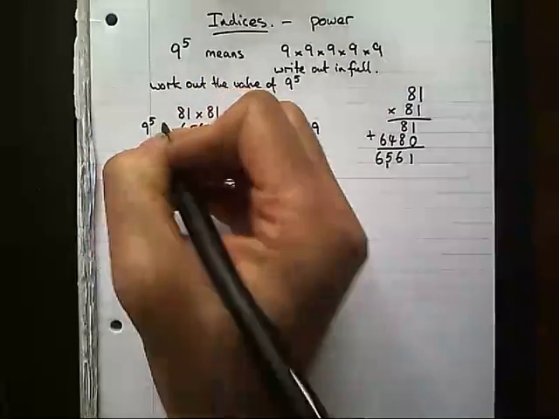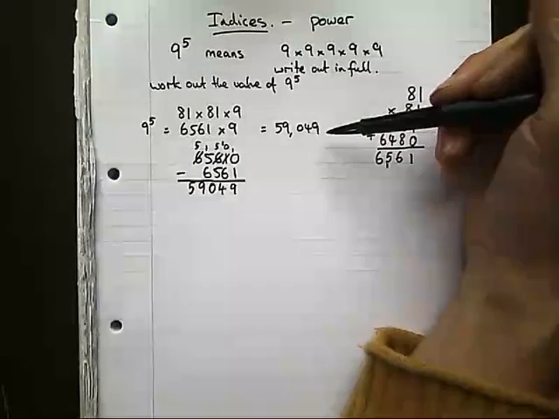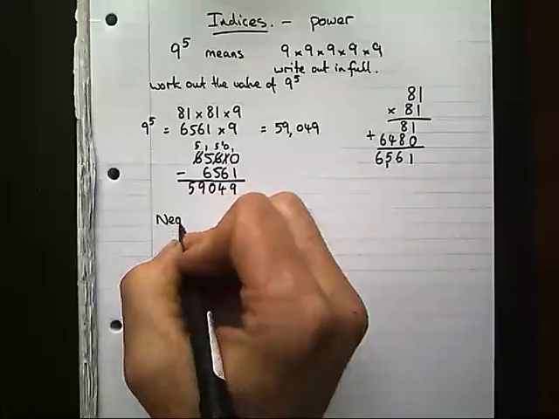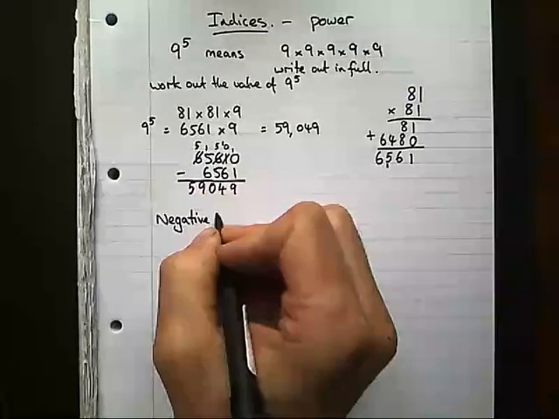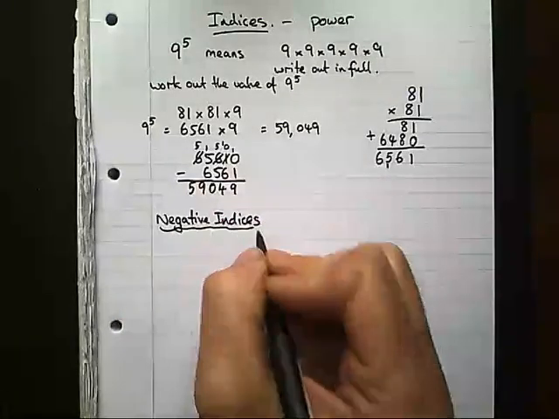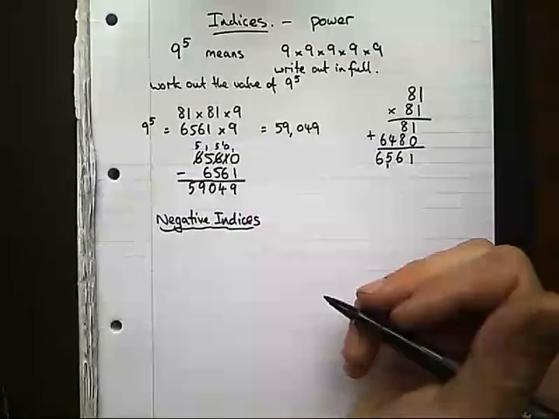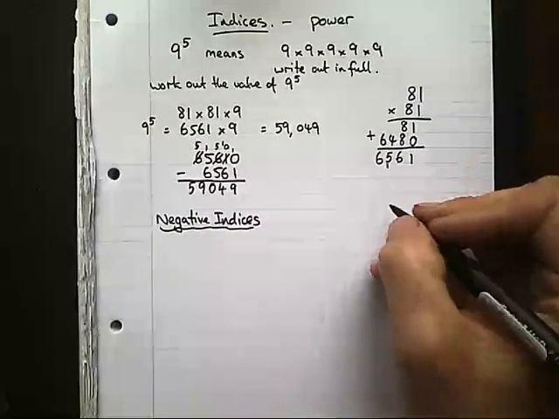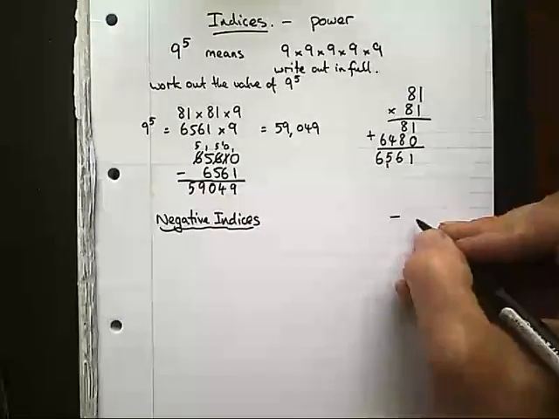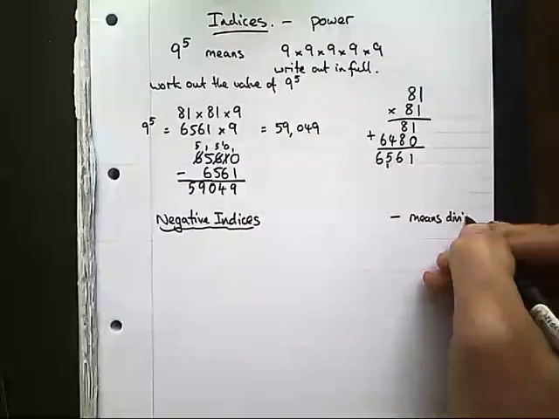Right, so that's me writing it out in full and then working out the value of a number with a power. So let's have a look at something slightly different, which is negative indices. Suppose that power wasn't a positive number. There's not much difference, okay? Suppose I have a number with a negative, the minus sign means divide, okay? And I'll show you what that means.